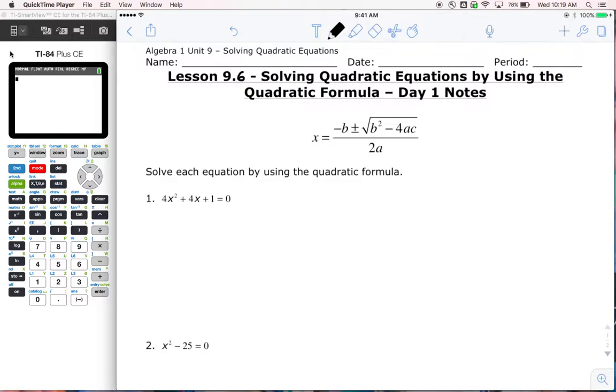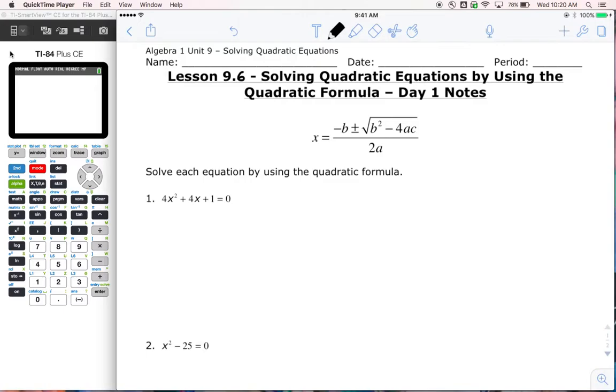Lesson 9.6, Solving Quadratic Equations by Using the Quadratic Formula. So this is a huge day. This is a huge lesson. We get to learn this formula, the quadratic formula, which is arguably one of the most important formulas we learn all year in algebra. If you want to do yourself a favor, Google or on YouTube, type in quadratic formula song, and you'll see some pretty sweet videos that'll help you remember this, but honestly, you don't really need to because it's on your formula card. Yay. All right, here we go.